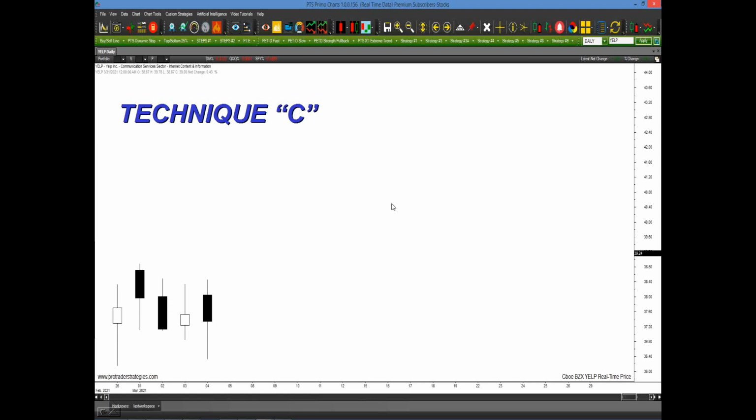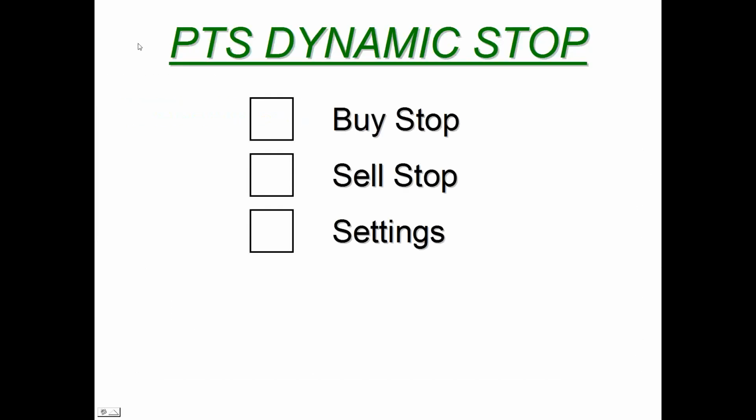What you want to do is click on the dynamic stop icon right here, or tab, and in the drop-down menu, obviously, if you are already long, you would automatically click on sell stop. If you are short, you would click on buy stop. In this case, we're not in the trade yet. We don't know what we're doing. So here's where it's different. With technique C, we're going to click on both. And here's what we're looking for.